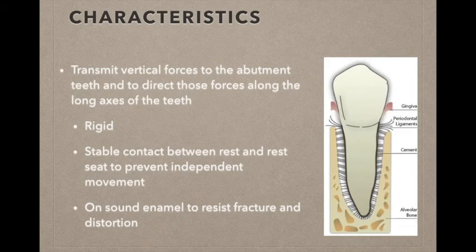So one of the most important characteristics or purposes of a rest and rest seat is to transmit the vertical force to the abutment tooth and direct those forces along the long axis of the tooth. The reason why the tooth can resist the vertical force is because they have PDL, and the PDL can resolve and transmit those forces from the tooth to the alveolar ridge.